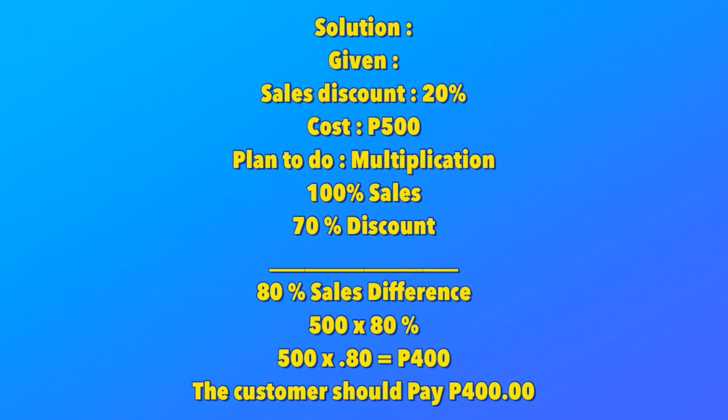And plan what to do. So we're going to multiply. But before we multiply, we're going to subtract: 100% minus the 20% discount. So the remaining is 80%, which is called sales difference. Now we have to multiply 500, the cost, times 80%. So this 80%, if we're going to use it manually, 500 times 0.80. Then our product is 400 pesos. So the customer should pay 400 pesos.